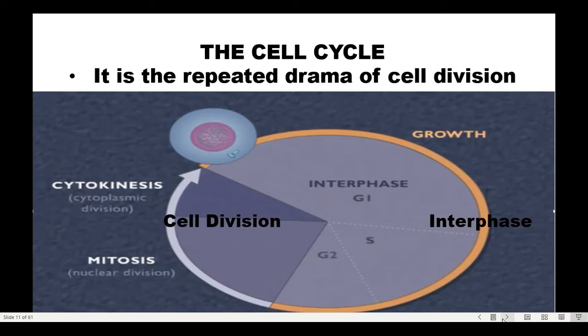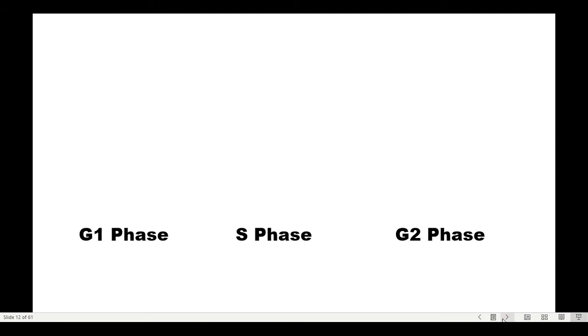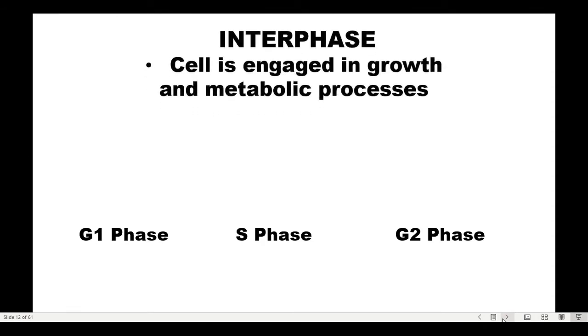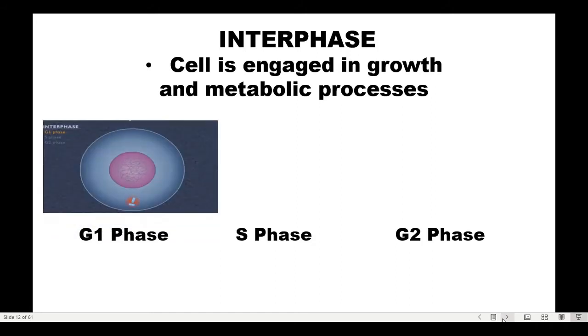Kaya, ganun yung nangyayari. Asan dyan sa cell, dito sa picture, yung nucleus, yung violet. And then, yung blue part, yun yung cytoplasm. So, nauuna mo na ma-divide yung nucleus in a process called karyokinesis bago yung cytoplasm called cytokinesis. Okay? So, interphase muna. Interphase in the cell cycle, ang nakalagay dito, cell is engaged in growth and metabolic process. Yun lang ang ginagawa niya during interphase. Magpalaki na magpalaki na magpalaki.